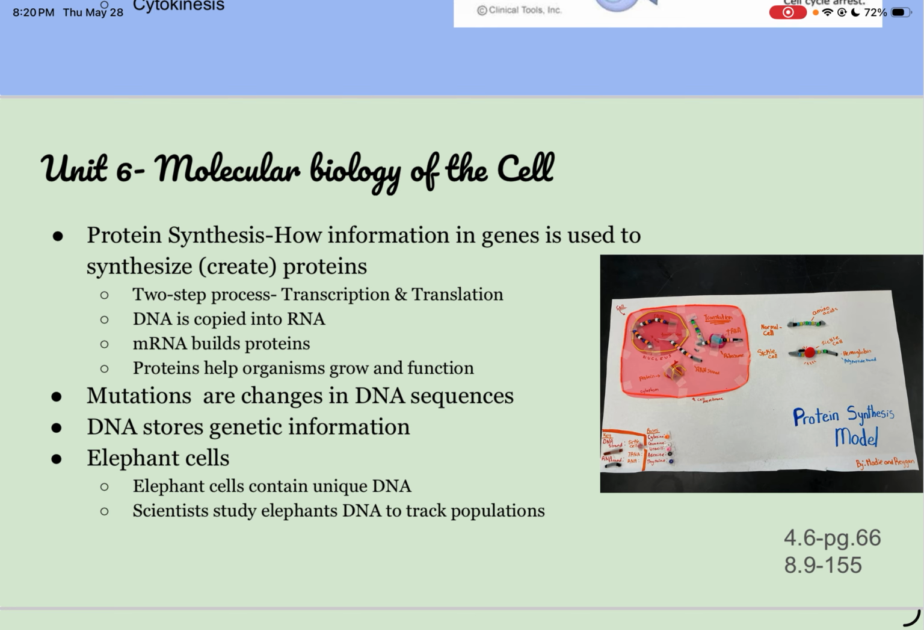Another part of this unit was mutations. Mutations are changes in the DNA sequence. An example of a mutation is sickle cell anemia. This is where red blood cells have a sickle shape rather than having a normal round shape.